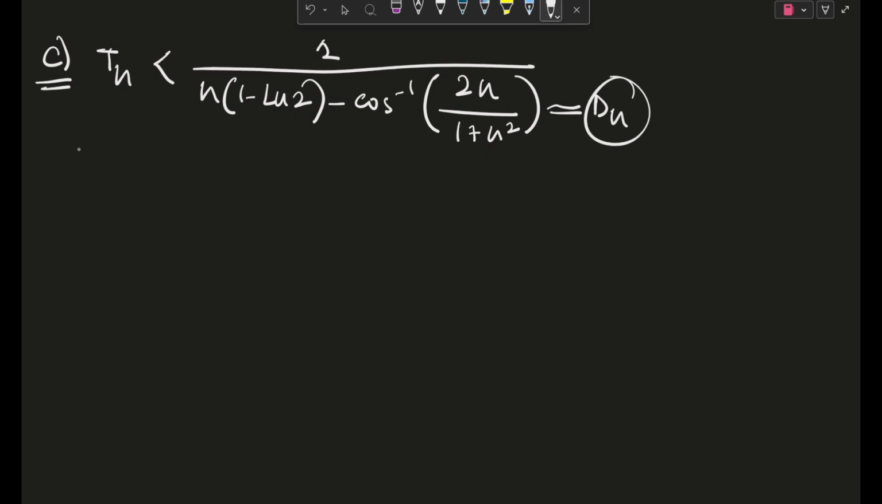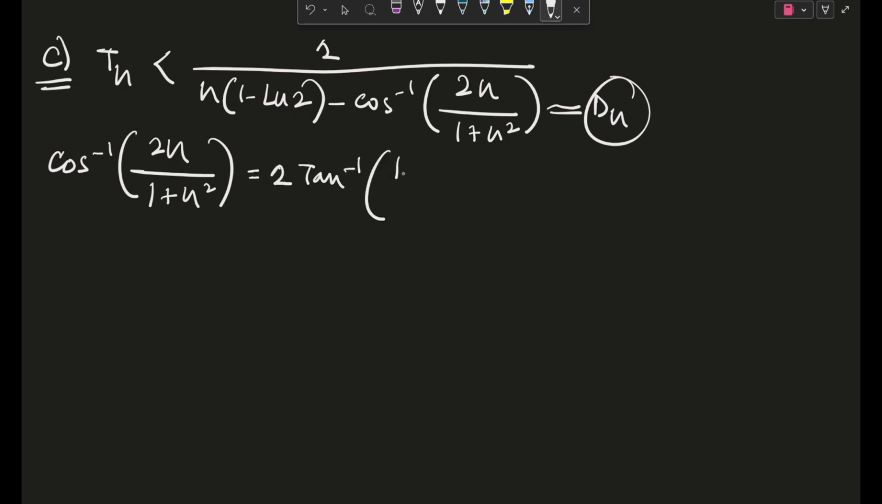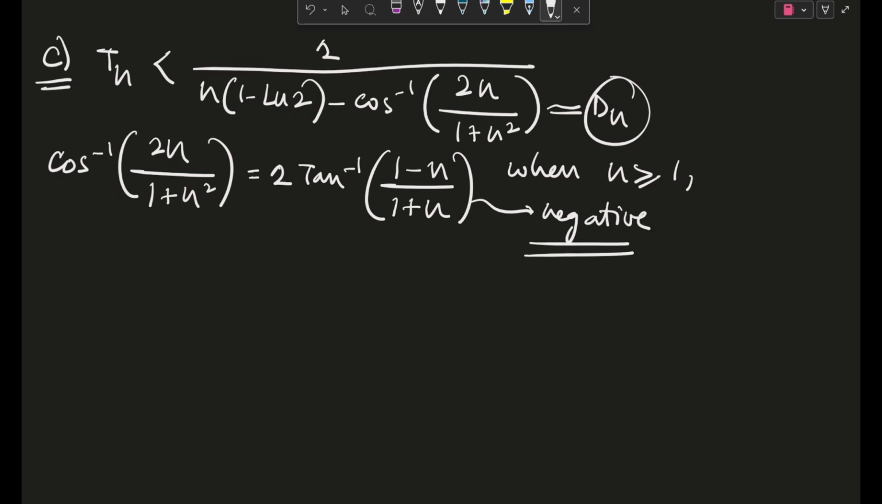So in our dn, if you observe cos inverse of 2n by 1 plus n square, this is a trigonometric term. So with your basic knowledge of inverse, you can write this as 2 tan inverse of 1 minus n by 1 plus n. I hope I don't have to explain this. So when n is greater than or equal to 1, this thing becomes negative. So if this particular part becomes negative, then dn becomes greater than 0.